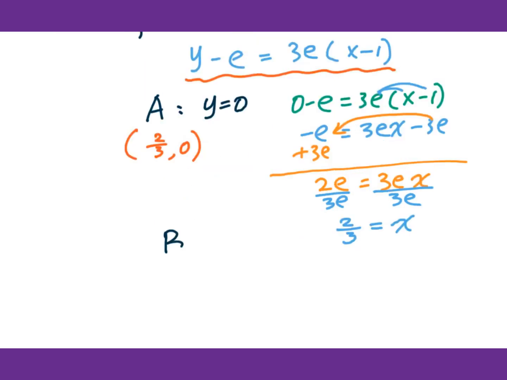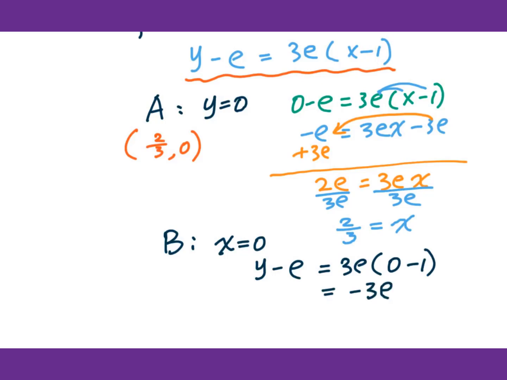Then for B, you just need to plug in x equal to 0. So you get y minus e equals 3e times (0 minus 1). That is negative 3e. Then you add e to both sides. You will get y equals negative 2e. So for B, the coordinate will be (0, -2e).